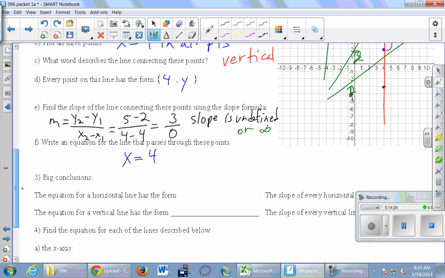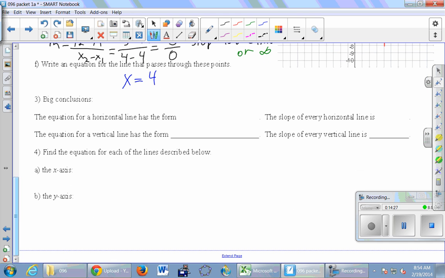Okay, so big conclusions down here. The equation for a horizontal line has the form... All right, horizontal lines. Are they x equals or are they y equals? Don't guess. Look up and find the right one. Horizontals are y equals. So I'm just going to put y equals and then number sign. And the slope of every horizontal line is 0. Now the same things, but for vertical lines, what's the equation of every vertical line? x equals some number, and the slope of every vertical line, undefined.